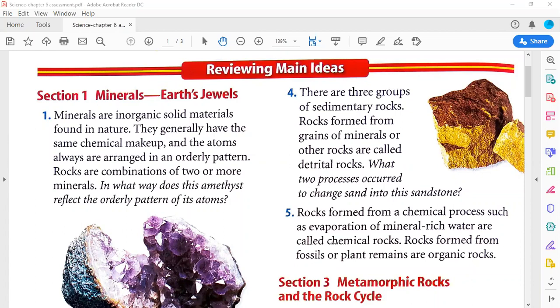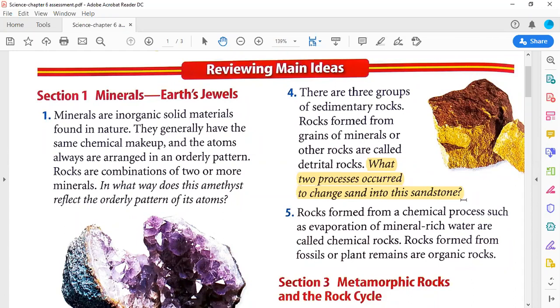The question says, what two processes occurred to change sand into this sandstone that you can see over here? What two processes do you think occurred? The sediment. They are, yeah, the sedimentary rocks.